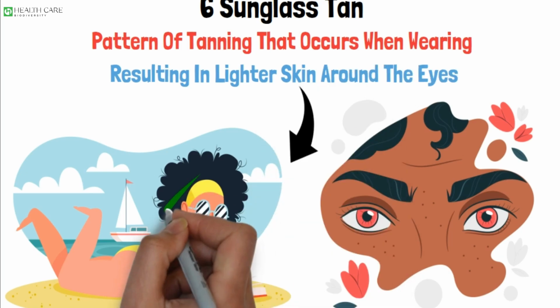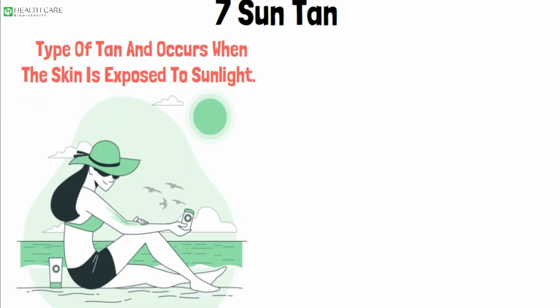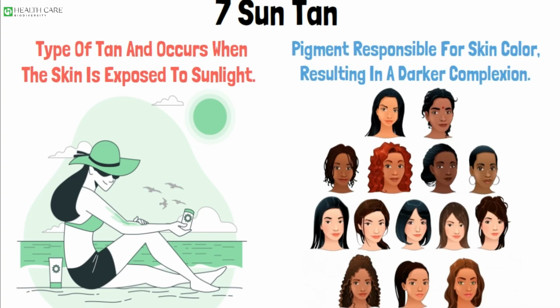Suntan. This is the most common type of tan and occurs when the skin is exposed to sunlight. The sun's UV rays stimulate the production of melanin, a pigment responsible for skin color, resulting in a darker complexion.